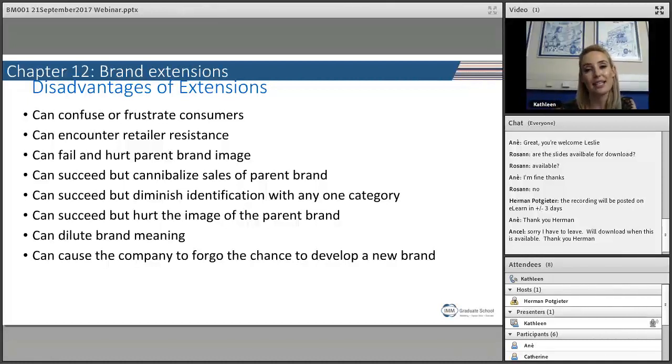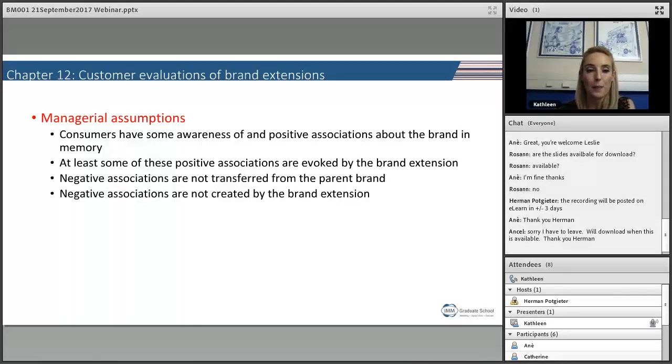We may find that it succeeds and actually cannibalizes sales of the original brand, meaning we don't get new sales, we just have the new brand stealing the customers from the old brand. It can succeed but diminish identification with any one category, again a form of brand dilution. It can be a successful brand and still actually hurt the parent's brand image. It may dilute our brand meaning, and it can cause the company to lose out on the opportunity of building a second strong, well-known brand that has a lot of brand equity.